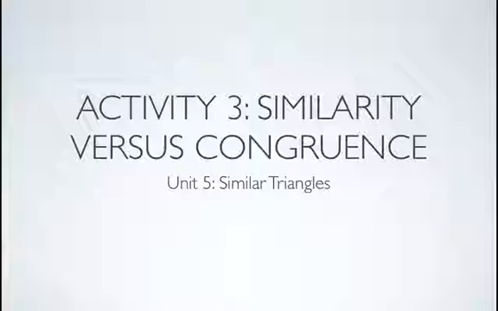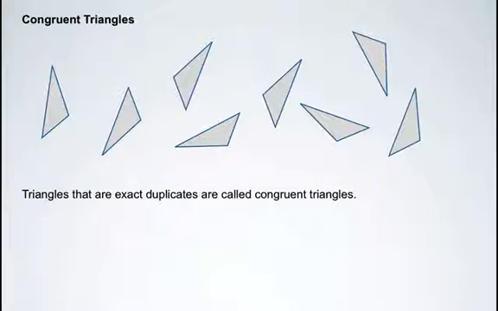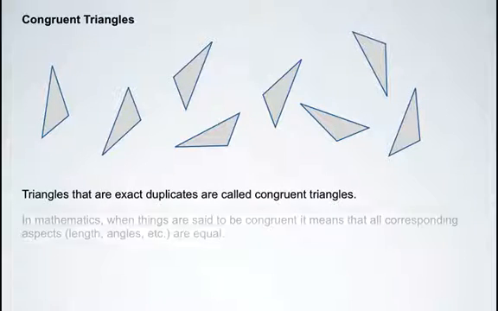This is Activity 3 dealing with similarity versus congruence. It's part of Unit 5, Similar Triangles. We're going to have a look at congruent triangles. Triangles that are exact duplicates of each other are called congruent triangles.